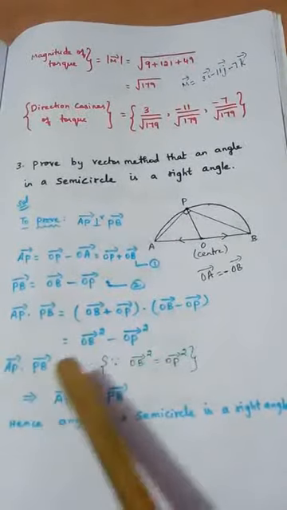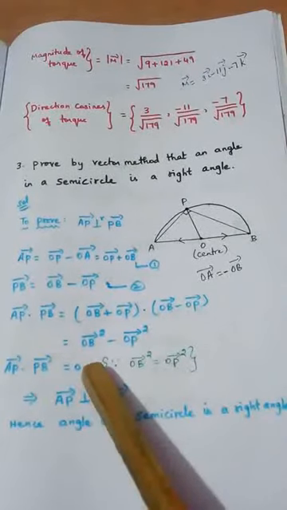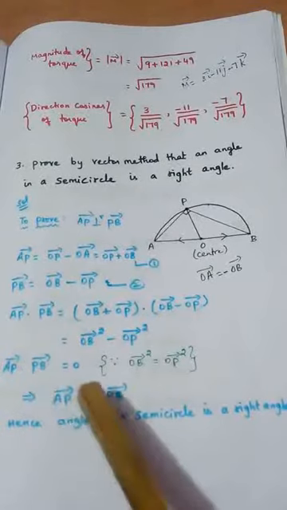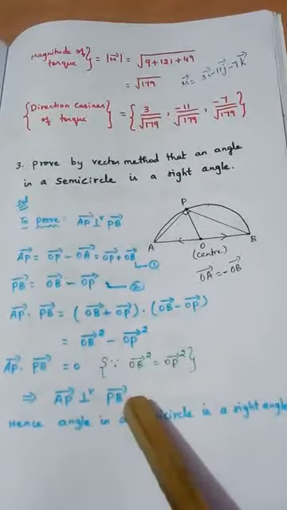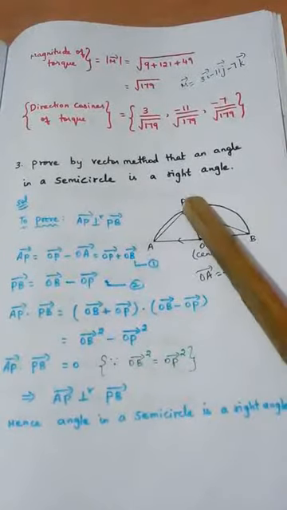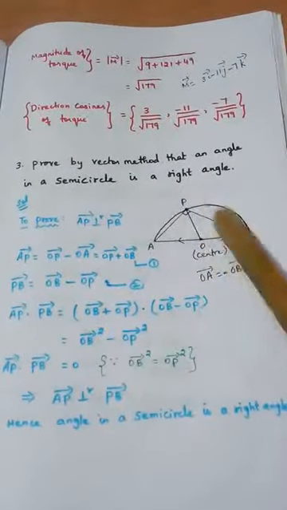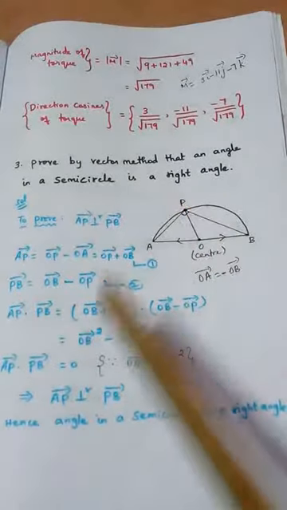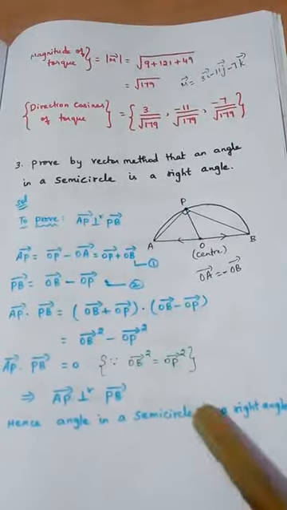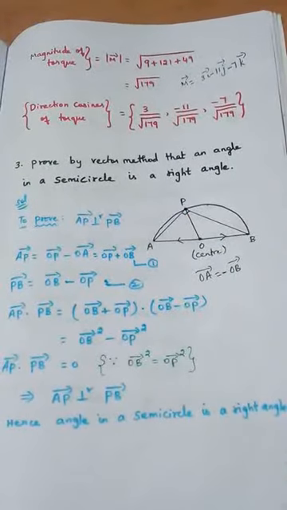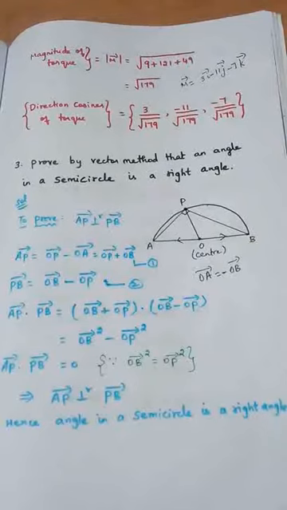Since the dot product is 0, what did we learn? If the dot product is 0, those two vectors are perpendicular. So the AP vector is perpendicular to the PB vector. What is the meaning? This is the AP vector, this is the PB vector. Since these two are perpendicular, the angle will be 90 degrees, right? So we are writing, hence an angle in a semicircle is a right angle. So we are completing the proof here.